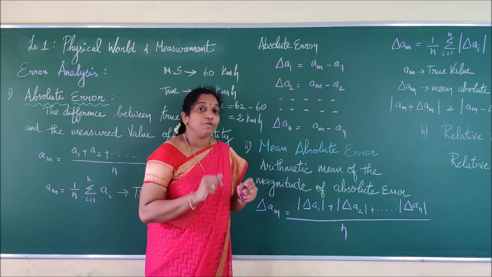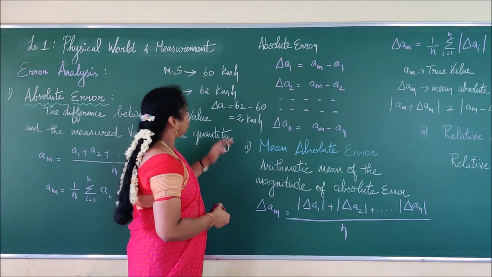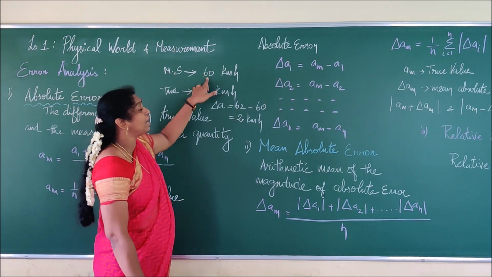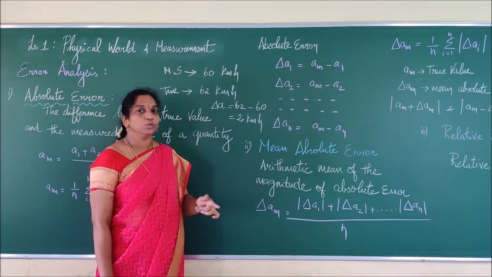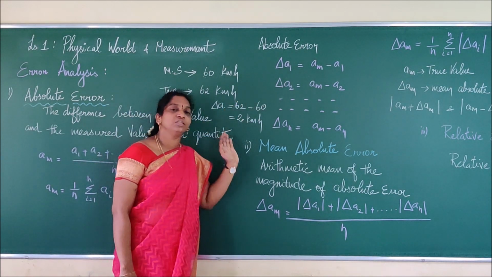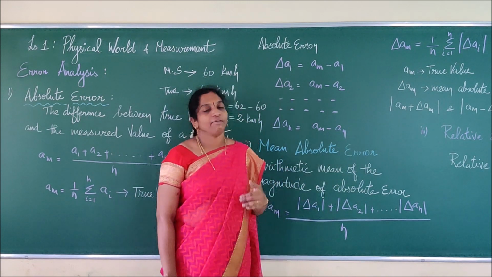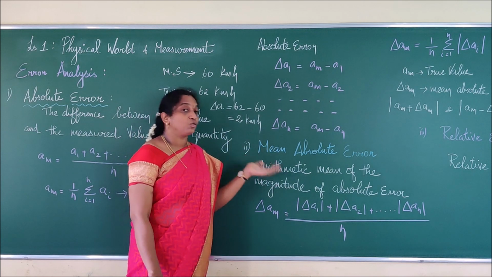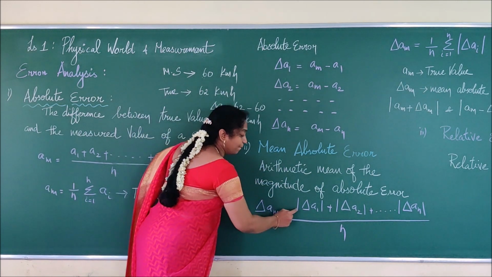But here we will take a magnitude value. Why am I taking a magnitude value? Because if I say the true value is 62, but the measured value is 64, I will get the answer -2. Right? So I will get the absolute error both as a positive one and as a negative one. In order to eradicate the negative and positive values, we are taking a magnitude.